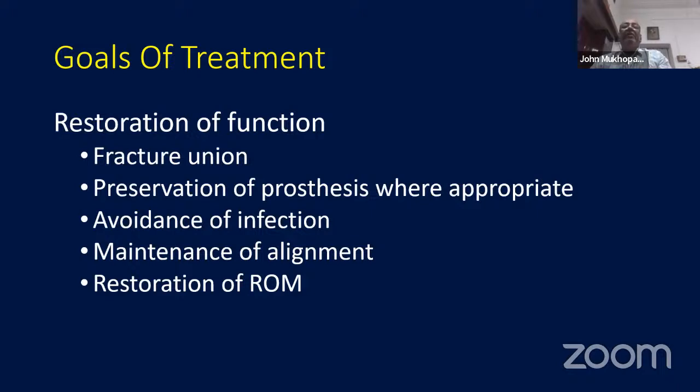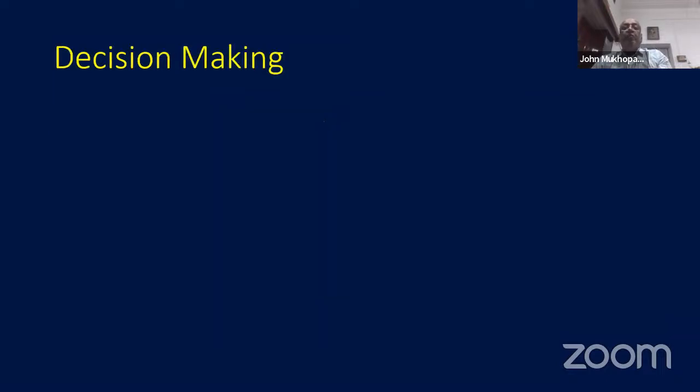The goals of treatment are always the restoration of function. To get restoration of function, you have to get the fracture to unite. You need to preserve the prosthesis where it's appropriate. You need to avoid infection in your surgery. You need to maintain the alignment of the bone if there's a fracture that you're going to fix. If you fix them in malalignment, then it will affect the prosthesis. And you need to try and restore a range of motion, which makes life possible or less difficult for the patient.